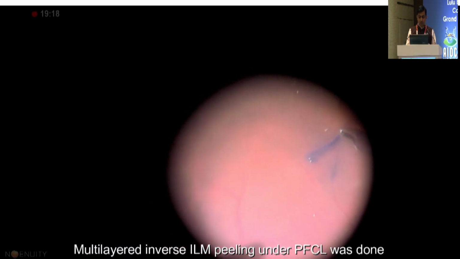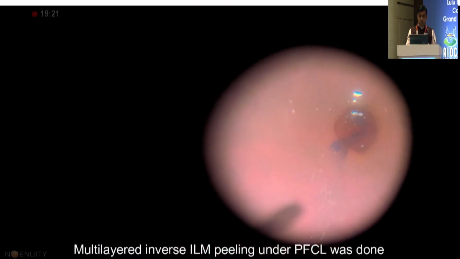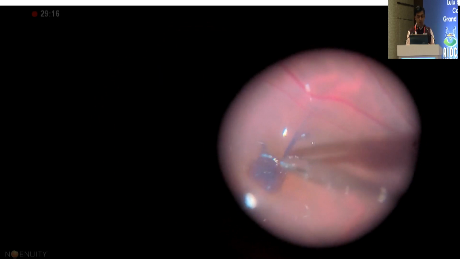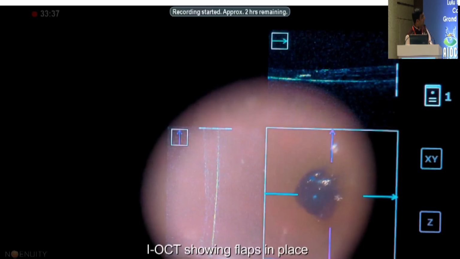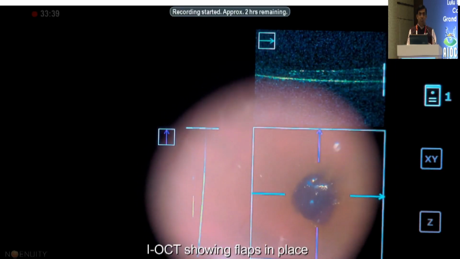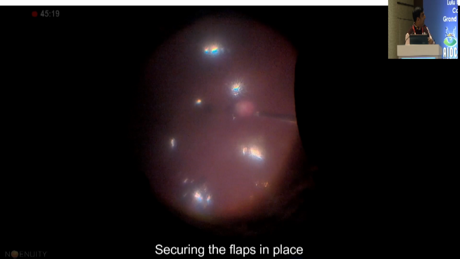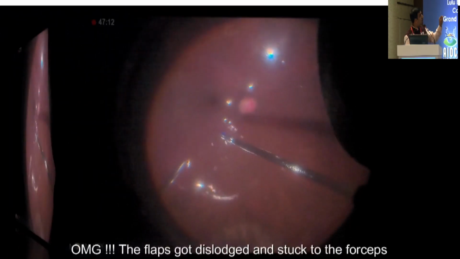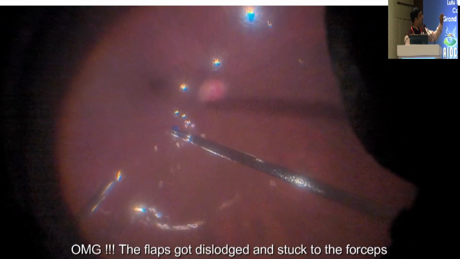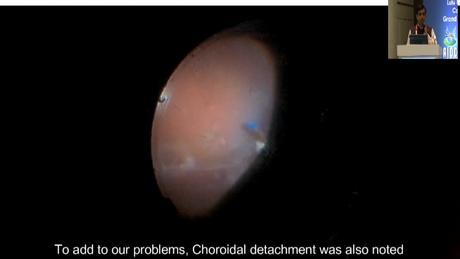So here, the only thing left to me was to do an ILM transplant. Here you can see I'm sliding it under the PFO. It comes pretty well under the PFO. You don't have to put much effort and it doesn't go away. Fluid air exchange was being done and I thought of placing the flap. Oh, the flap came over the tip of that forceps. Now you cannot put it back once it comes back.